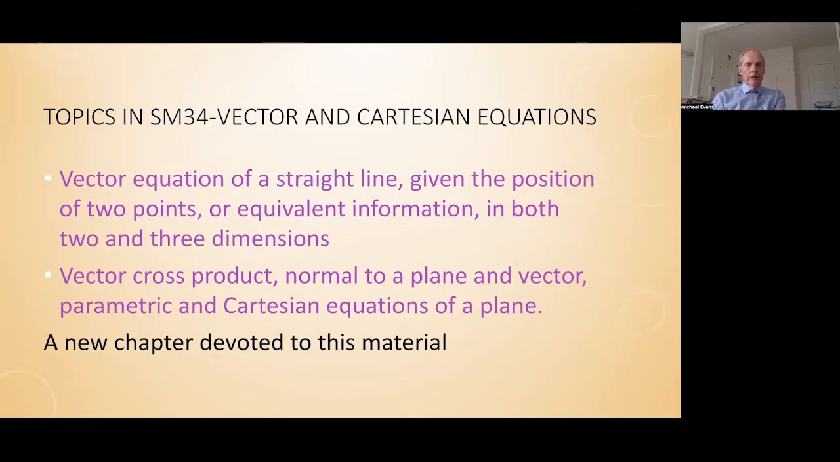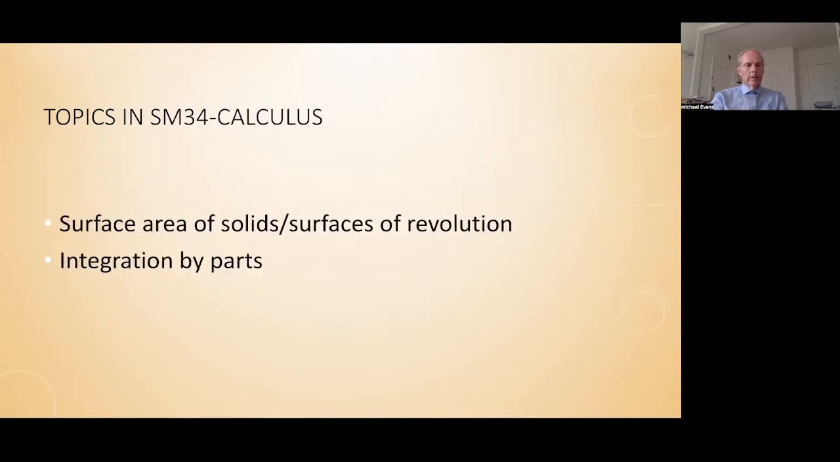Another new thing is a vector equation of a straight line given the position of 2 points or equivalent information in both 2 and 3 dimensions, and the vector cross product, normal to a plane, and vector parametric and Cartesian equations of a plane. This is all new, and there's a whole chapter in Specialist Maths 3-4 on this topic. So you get questions such as, what's the distance between 2 skew lines, or what's the distance between 2 parallel planes, all those sorts of questions. In calculus, we've got surface area of solids and surfaces of revolution and integration by parts.